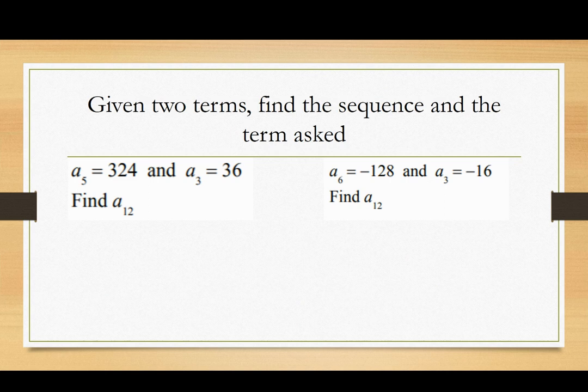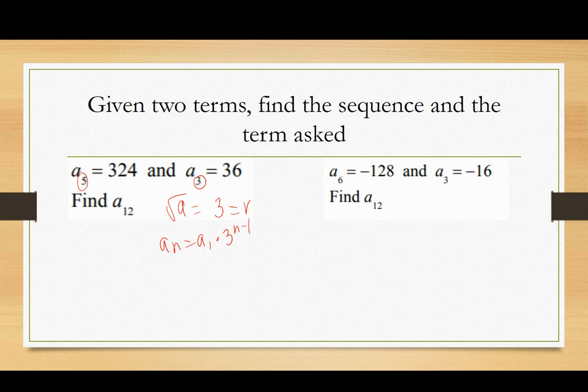Now these problems are a little bit different. I didn't give you the rate and I didn't give you the first term. So you're going to have to figure out what the rate is. So what you do first is you take the term that's the biggest. So we look down here, 5 is bigger than 3, so we'll do 324 divided by 36 and get 9. To go from 5 to 3, that's 2 terms, so that's telling us to square root 9. And that gives me 3. So that's my rate. So an equals a1 times 3 to the n minus 1.